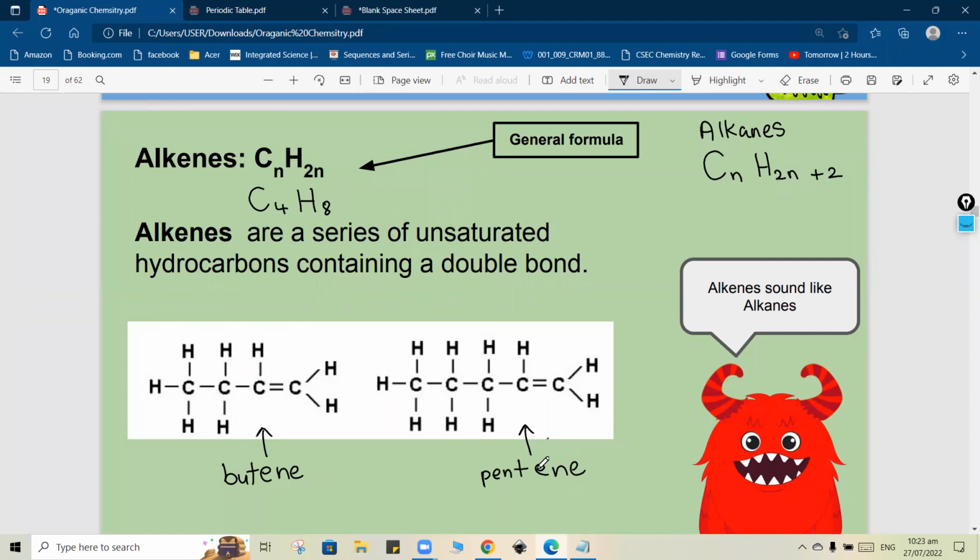Now there's a slight adjustment I need to make to the names here, all right? We just can't simply call this butene, all right? We have to tell the examiner where the bond is. Now, when I say the bond, I mean the double bond. You have to choose the shortest path to meet the double bond.